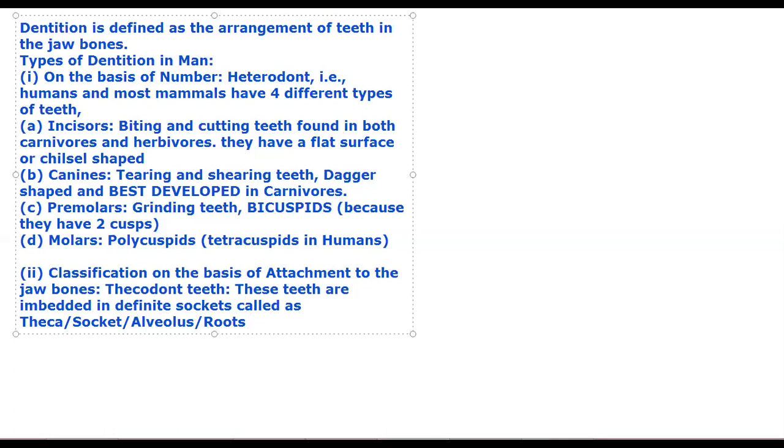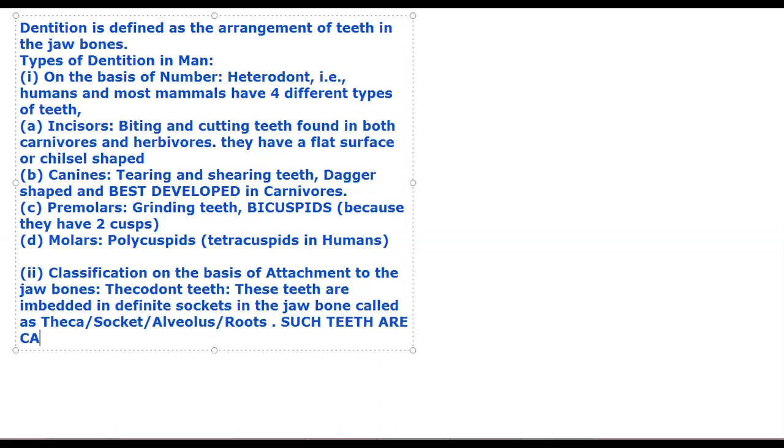So these teeth are embedded in definite sockets in the jawbone called theca, socket, alveolus, and roots. Such teeth are called true teeth. They do not fall easily.